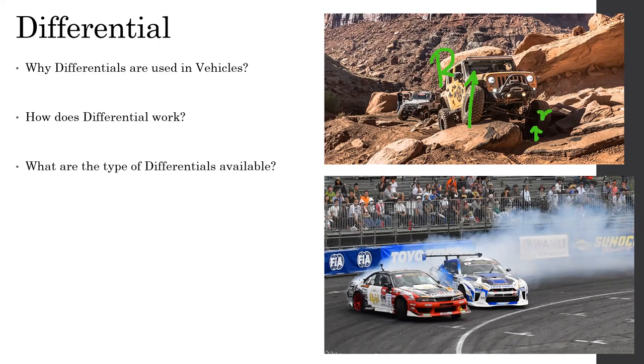Okay, so if it is an open differential, the power is transmitted up to the axle, up to the differential. What the open differential does is it always takes the least resistant path. The least resistant path in this case is this way, to your right.